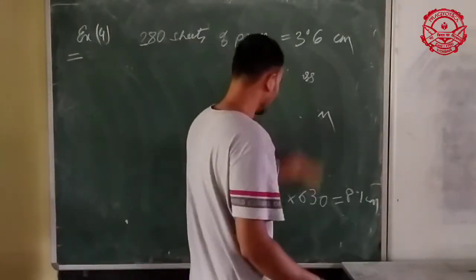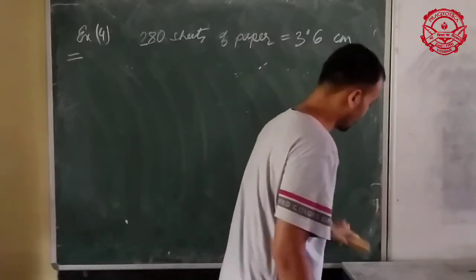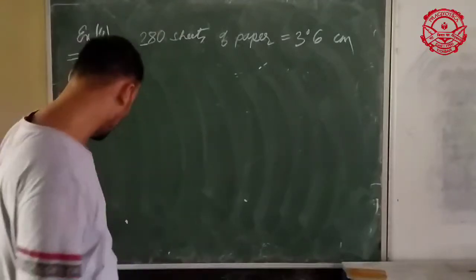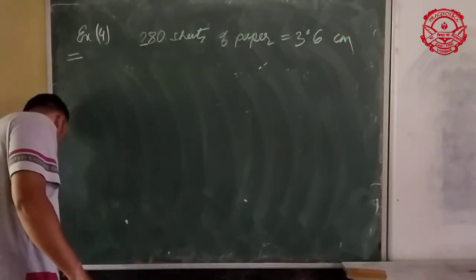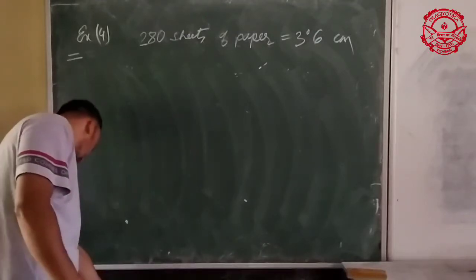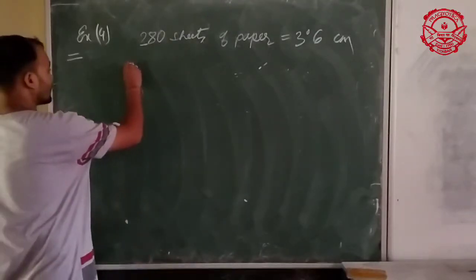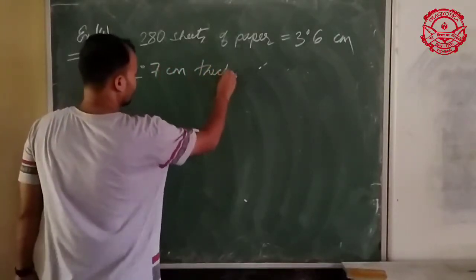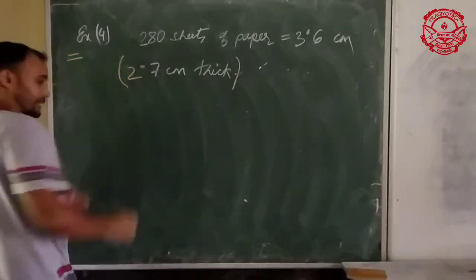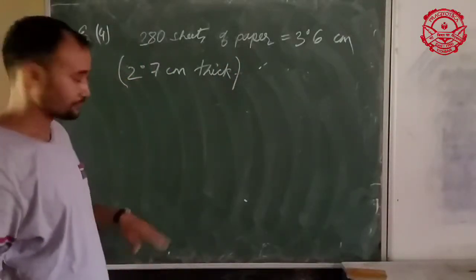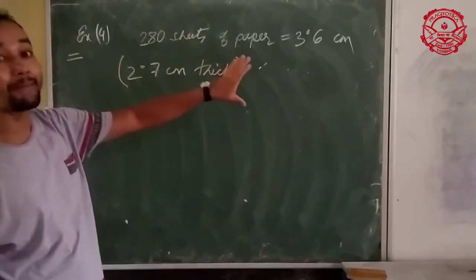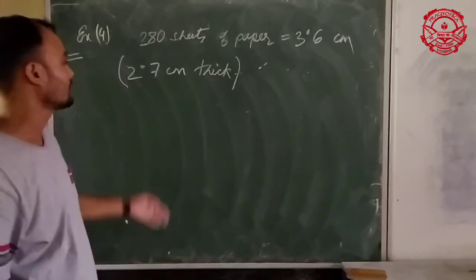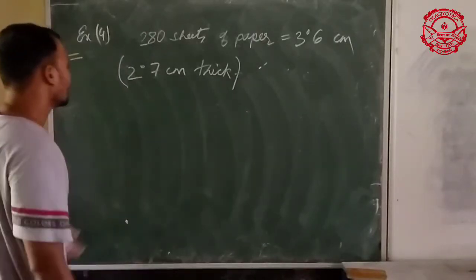They are asking that if I have some amount of paper and its thickness is 2.7 centimeter. Now I have got some stacks of paper and its thickness is 2.7 centimeter. How many sheets of paper will contain 2.7 thickness? You see? You reverse this.